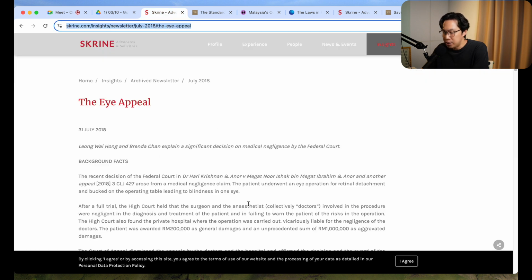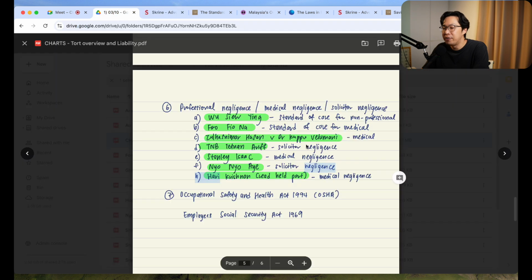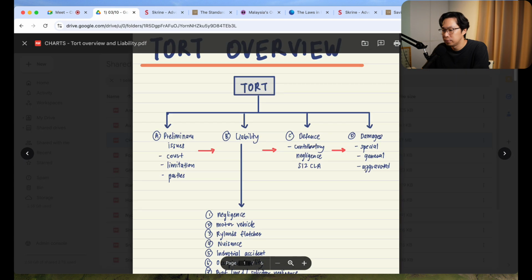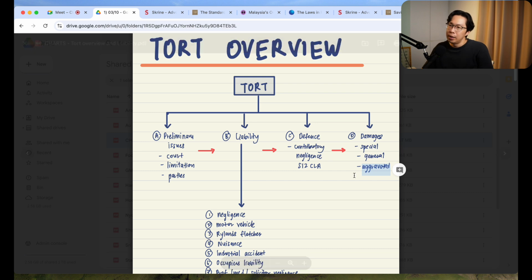In Hari Krishnan, they came up with a different kind of heading to claim damages, what we call aggravated damages. Aggravated means something that puts you in a bad condition or causes a lot of damage.